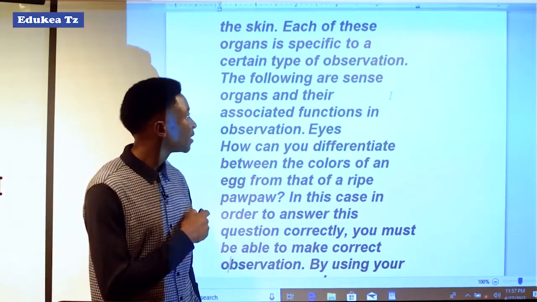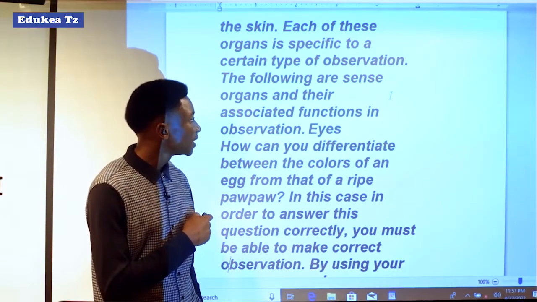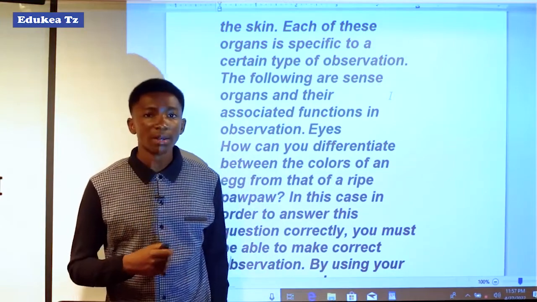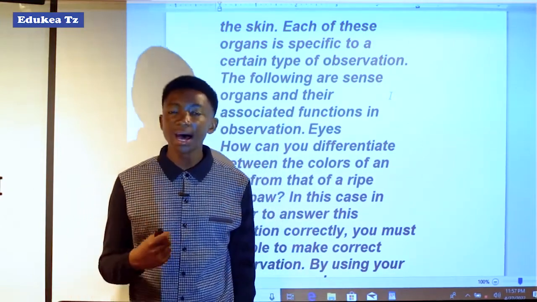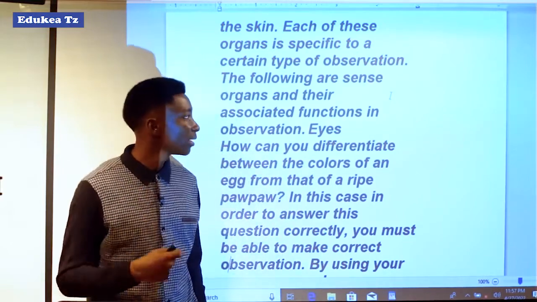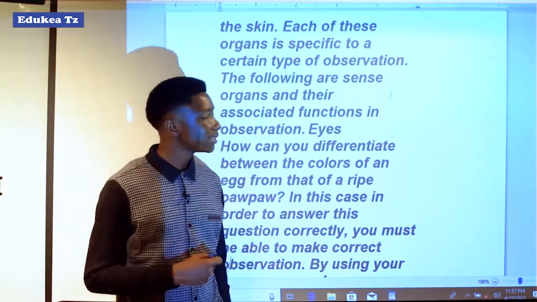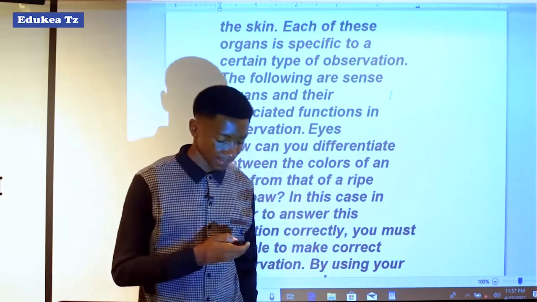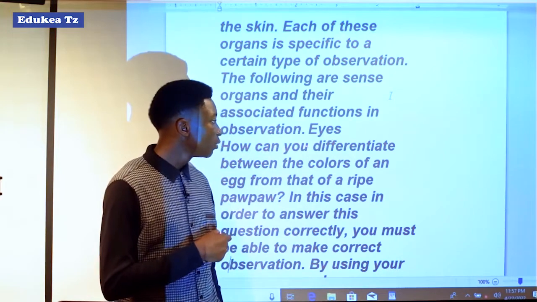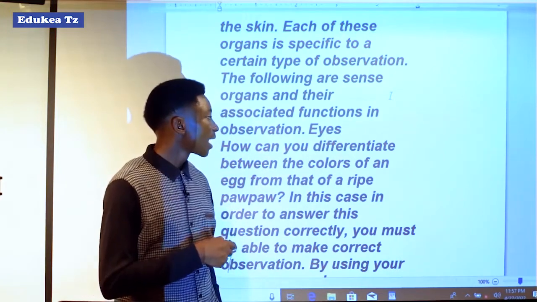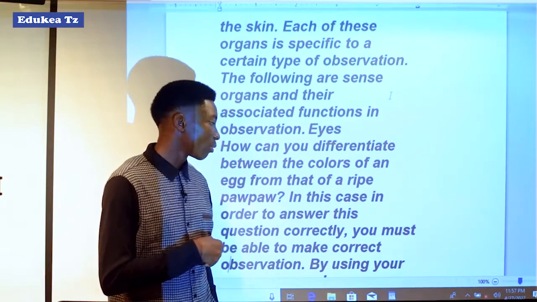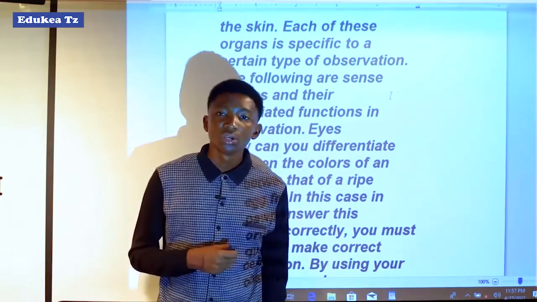The following are sense organs and their associated functions in observation. Now we are going to look at how observation can be done by the sense organs, and the association between observation and these sensory organs. Firstly, we say eyes. How can you differentiate between the colors of an edge from that of a light purple? This is how you can differentiate.